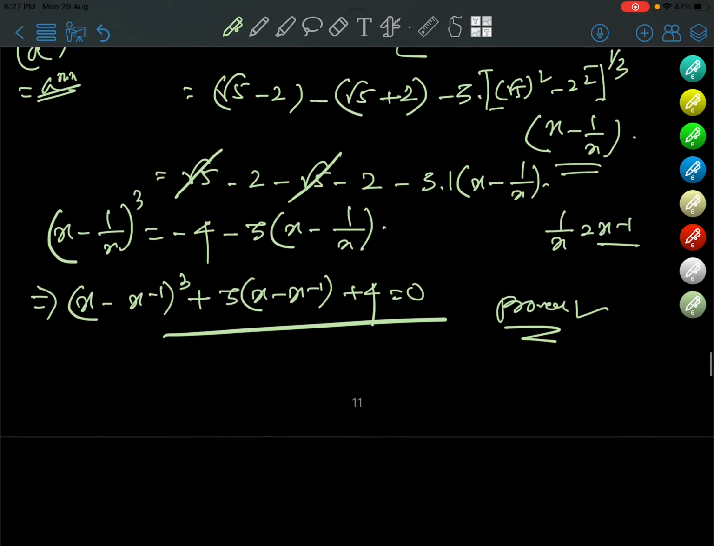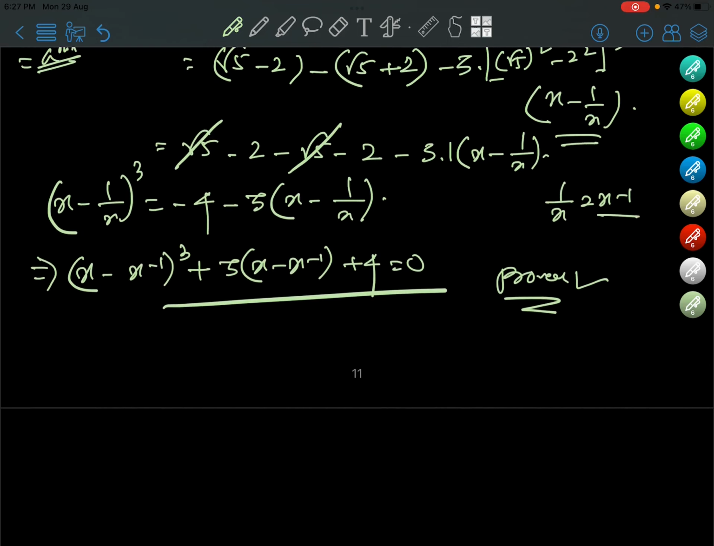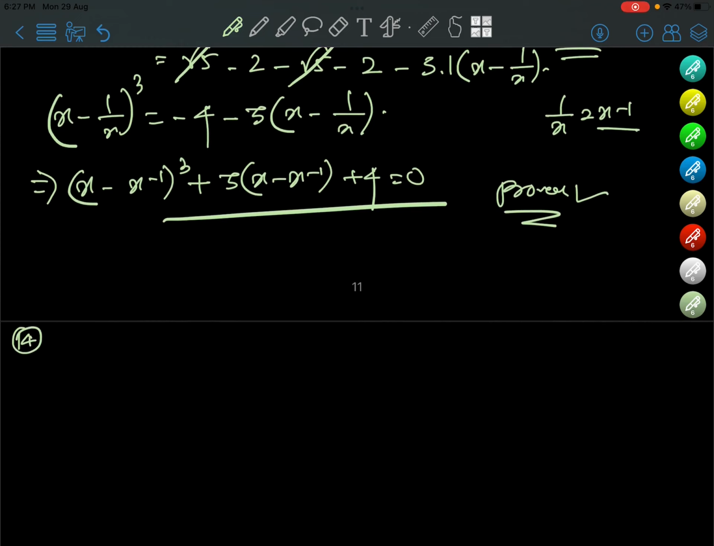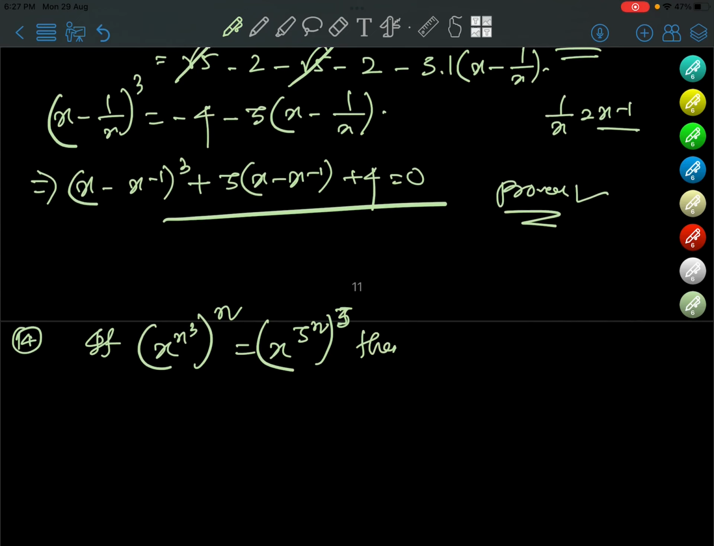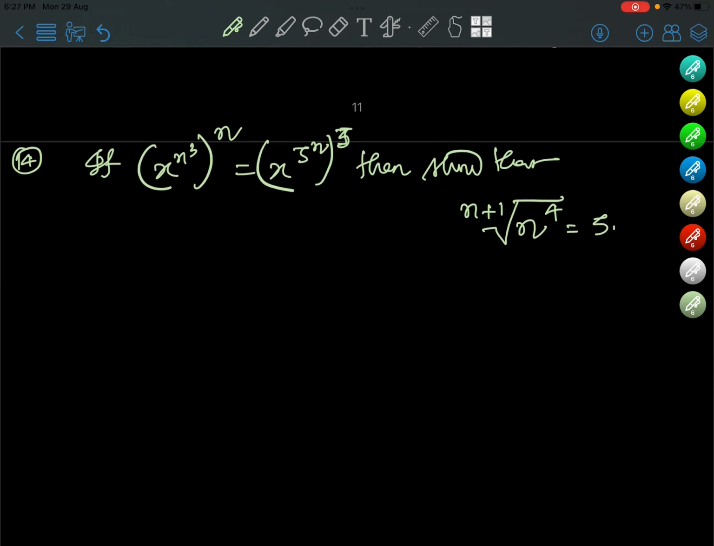So this is quite an easy one, but not similar to the previous ones. Now the next problem. The next problem is: if x to the power n cube to the power of n equals x to the power 3 to the power n to the power of cube, then show that the (n plus 1) root of n to the power 4 equals 3. So how are we going to prove it? Let's write what is given.